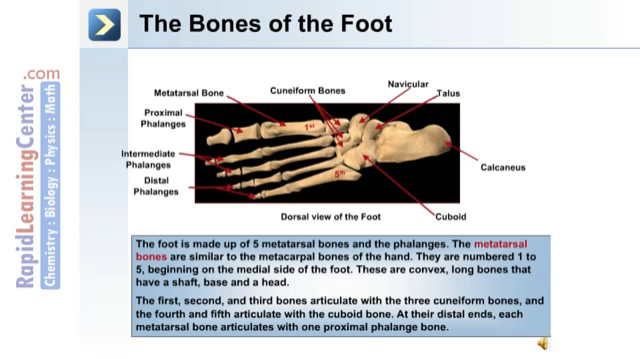The metatarsals are similar to the metacarpal bones of the hand. They're numbered 1 to 5, beginning on the medial side of the foot. The metatarsal bones are convex long bones that have a shaft, base, and a head. The first, second, and third bones articulate with the 3 cuneiform bones, and the fourth and fifth metatarsal bones articulate with the cuboid bone. At their distal ends, each metatarsal bone articulates with 1 proximal phalange bone.